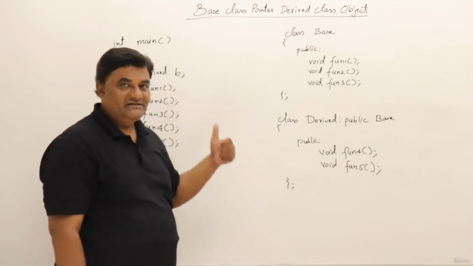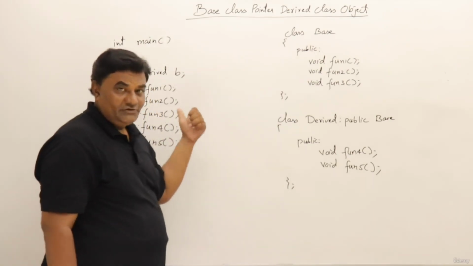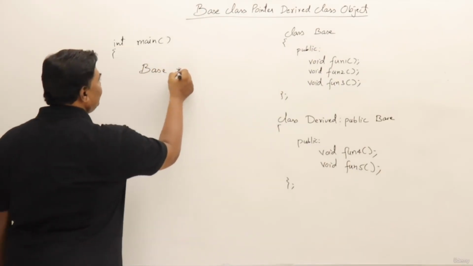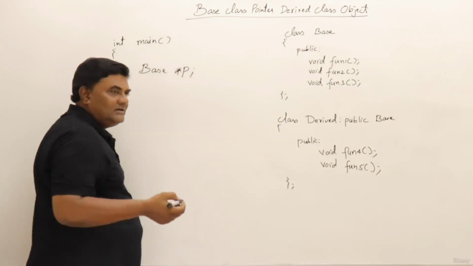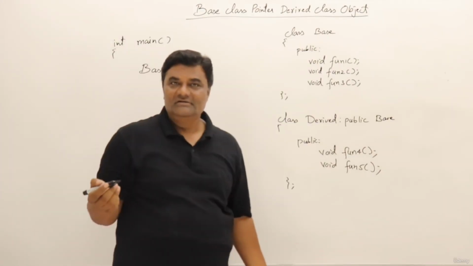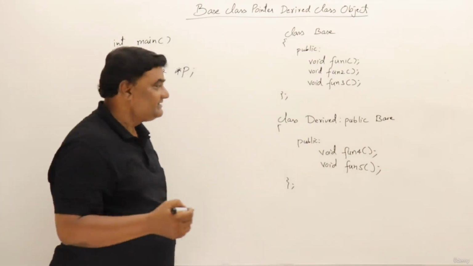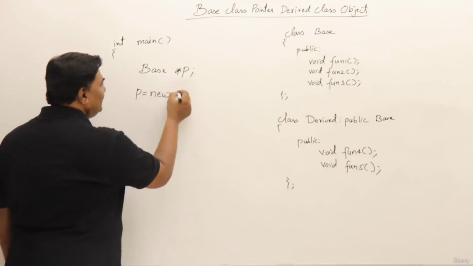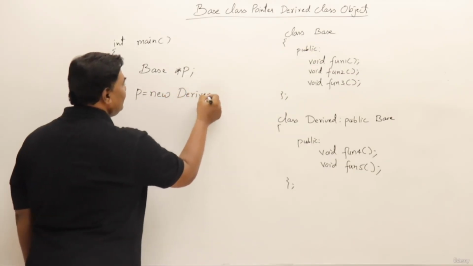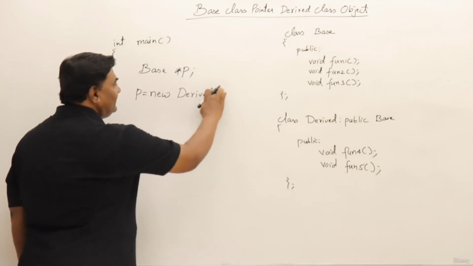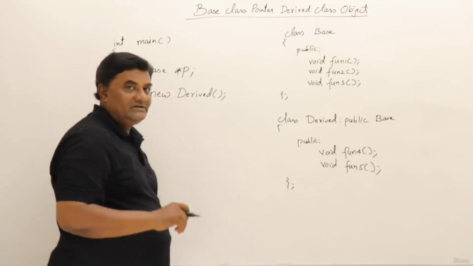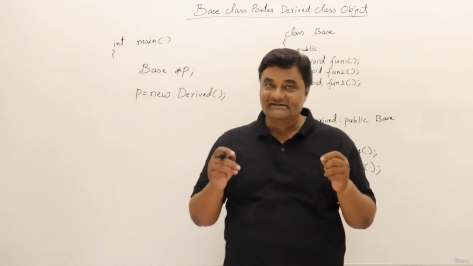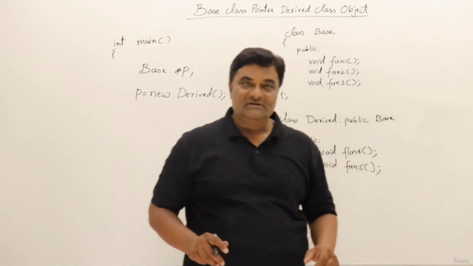Now I'm going to make changes here. I'll remove this and show you something different. I take a base class pointer P. Yes, you can take a pointer of any type, a pointer which can store an address. Now to this P, I will assign the object of new Derived, the object of the derived class. Is it possible for a base class pointer to point to a derived class object? Yes, it is possible.